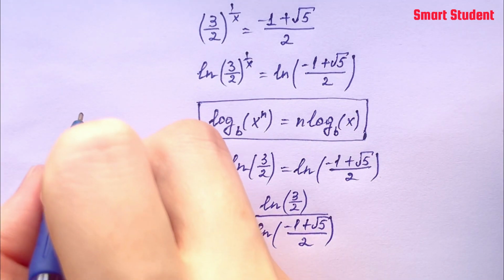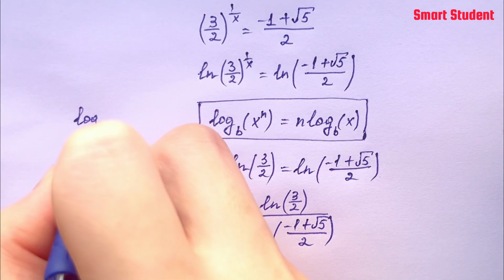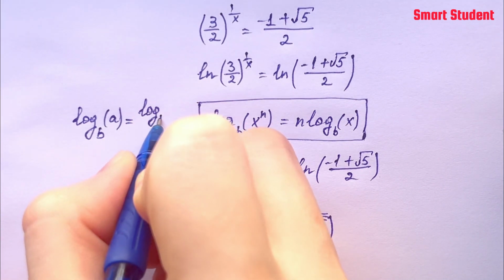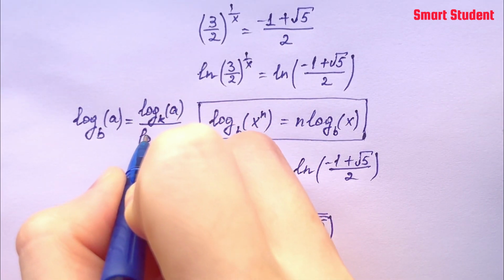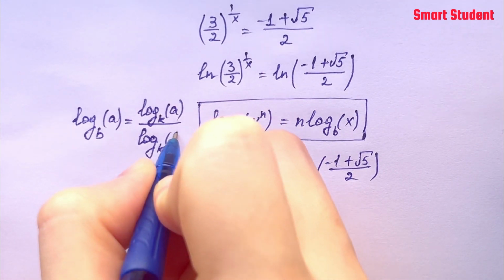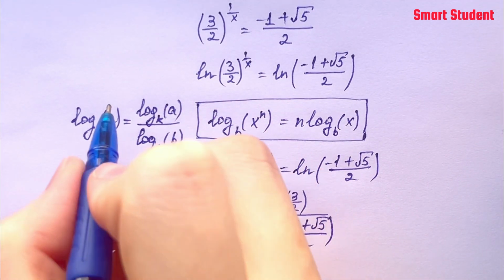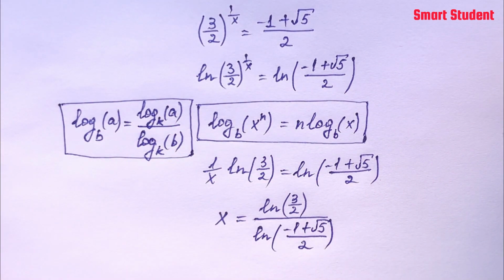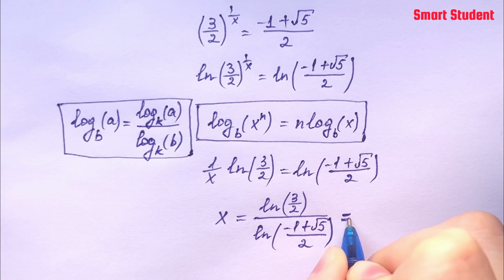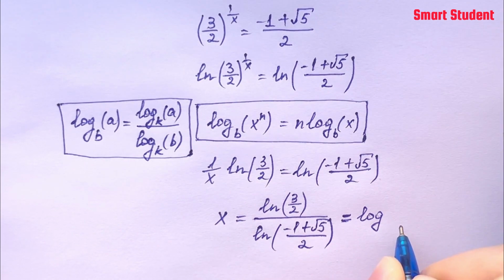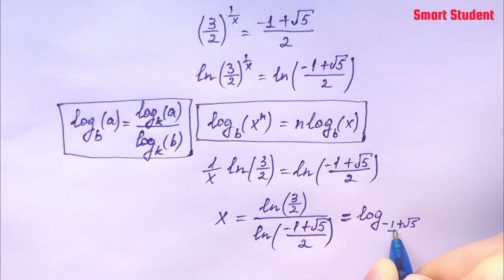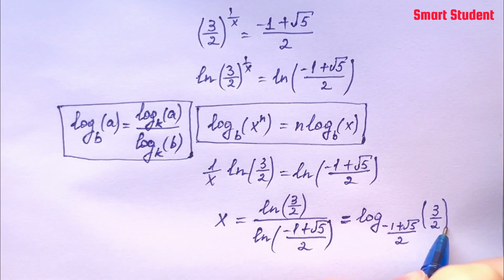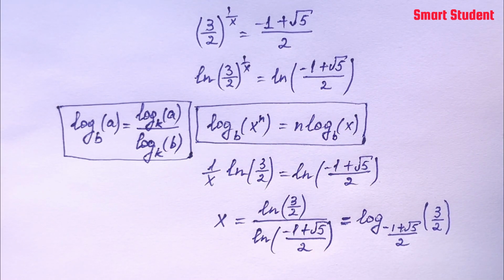Now we apply a rule, the change of base formula. Log to the base b of a equals log to the base c of a over log to the base c of b. So x equals log to the base (minus 1 plus root 5) over 2 of 3 over 2. And this is the answer of this task.